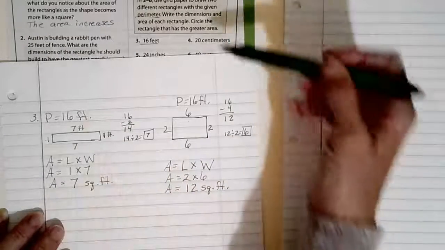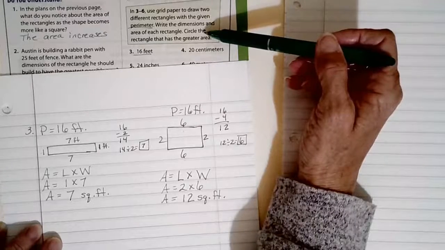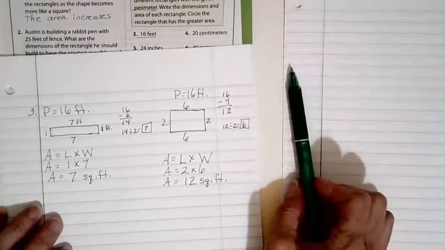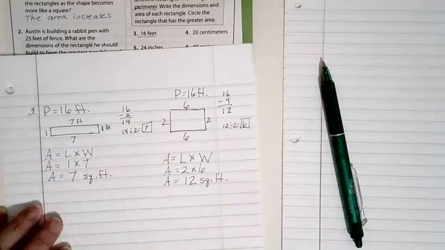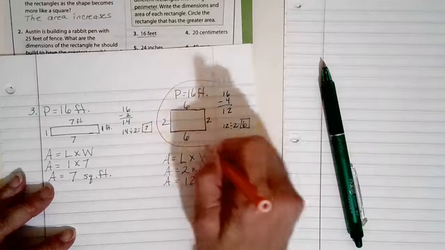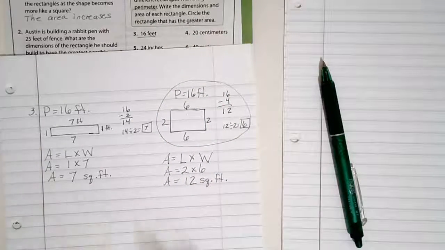And once I've drawn my 2, and it says to write the dimensions of each rectangle, it says to circle the rectangle that has the greater area. Which rectangle has the greater area? That is right. It is the second one. My second rectangle has a greater area.